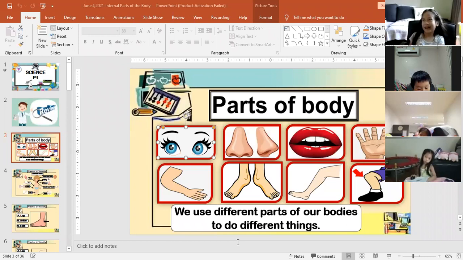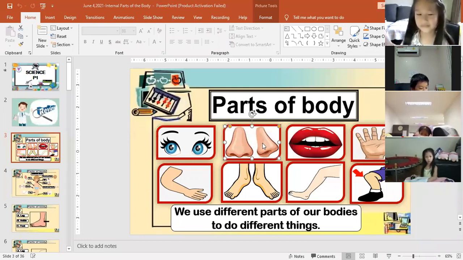How about this one? What part of the body is this? I will call Purichaya. Purichaya. What part of the body is this? Nose. Very good. So you use your nose to smell. What can you smell? Purichaya. I can smell food. Okay, very good. How about Arisara?